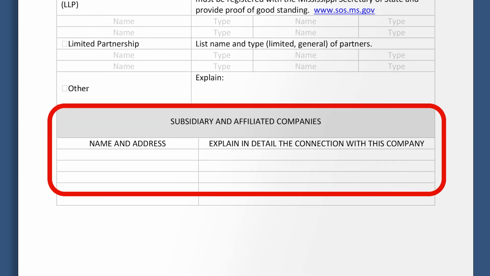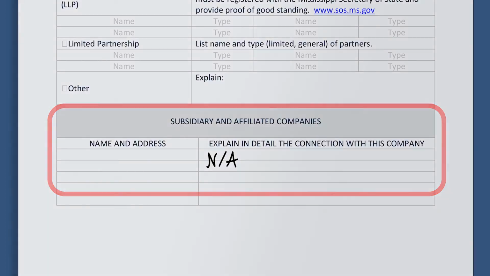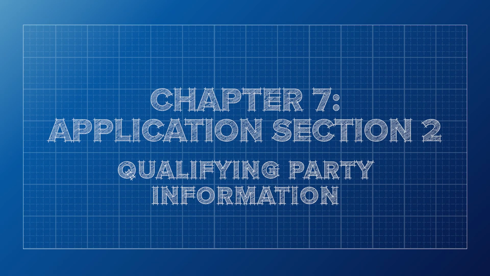www.sos.ms.gov. List any subsidiaries or affiliated companies associated with the applicant and provide a detailed explanation of how the two are connected. If this question doesn't apply to you, simply write "not applicable." Section 2 covers qualifying party information.